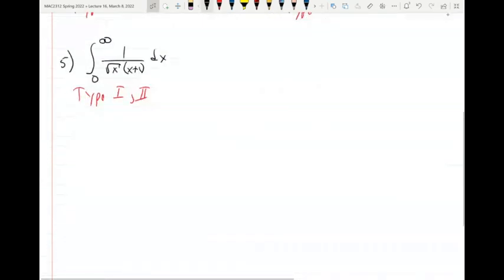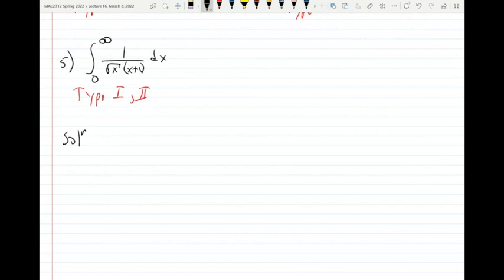Okay, so let's evaluate. Number 1, the first one, is the integral from -1 to 1 of 1 over x to the 2/3 dx. Remember, the first thing is, we know this is type 2, but we need the problem to be in one of the limits. Right now, it's at the center of the interval. So we need to put the problem at an endpoint, which means we need to split this.